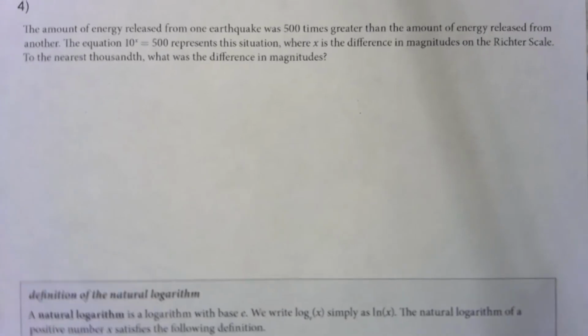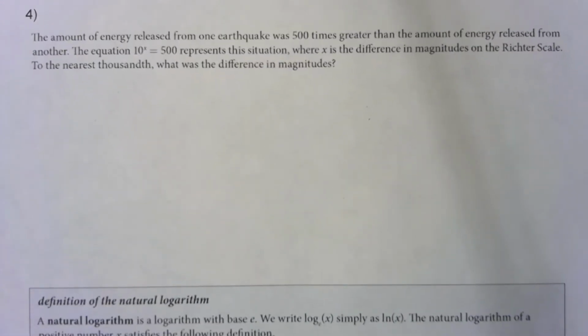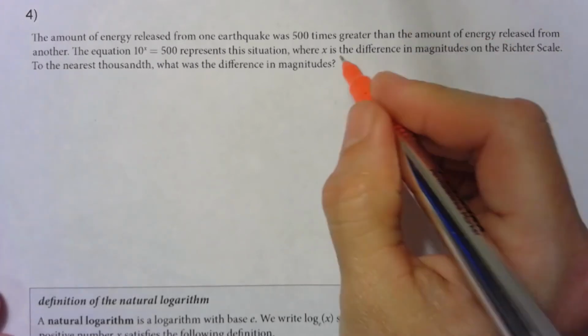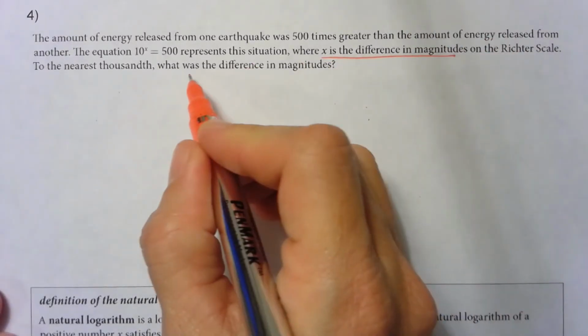The amount of energy released from one earthquake was 500 times greater than the amount of energy released from another. That's a lot of difference, 500 times greater. The equation 10 to the x equals 500 represents this situation, where x is the difference in magnitudes on the Richter scale. To the nearest thousandth, what was the difference in magnitudes? Well, they told us x is the difference in magnitudes. And they ask us, what's the difference in magnitudes? That means we're looking for x, right?